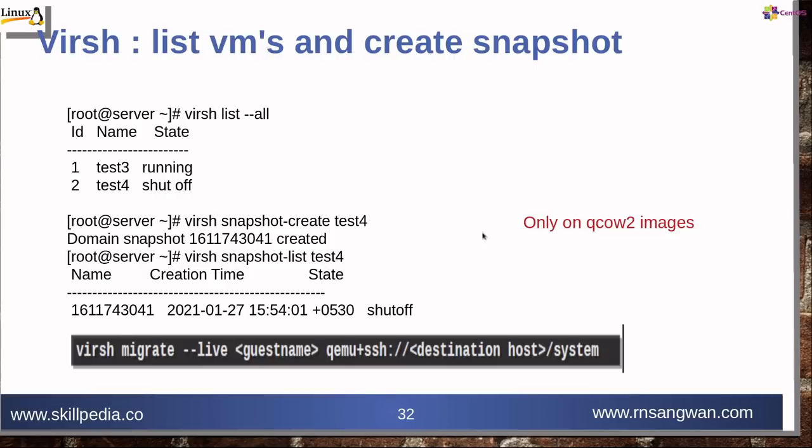And remember, snapshot is only applicable for QCOW2 images. If you want to do live migration from one hypervisor to another, you can specify the command. You can use the command virsh migrate --live, guest name, and then a remote location, remote machine name.